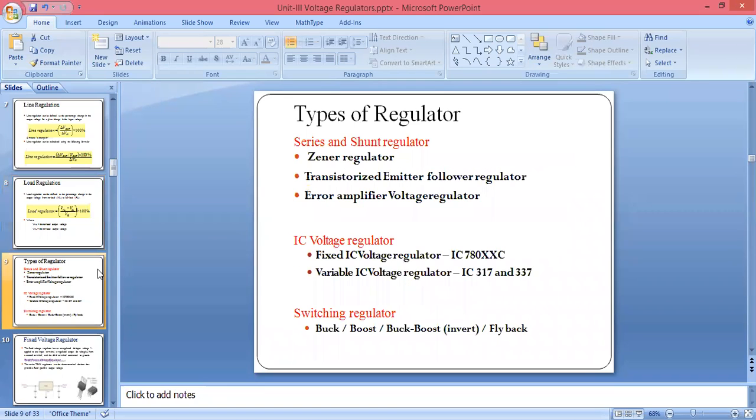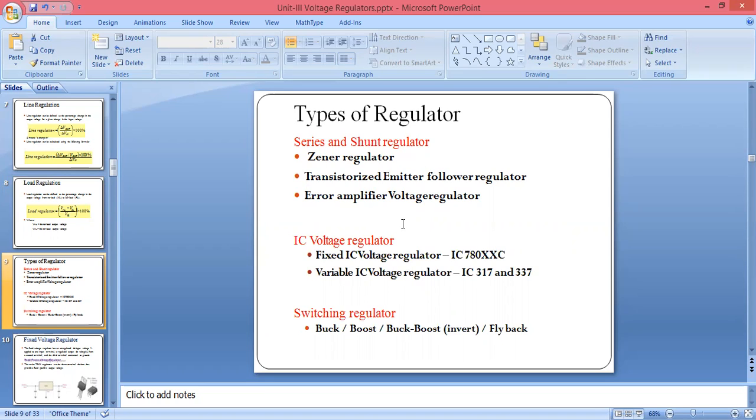Now we have to see the difference. There are different types of voltage regulator. What we are saying is, we can maintain the constant output DC voltage irrespective of fluctuations of the input voltage, of the load resistance, and of the temperature. There are different types of voltage regulator like series and shunt regulator. Zener regulator and transistorized emitter follower regulator are the types of series voltage regulator. And shunt voltage regulator is nothing but the error amplifier voltage regulator.